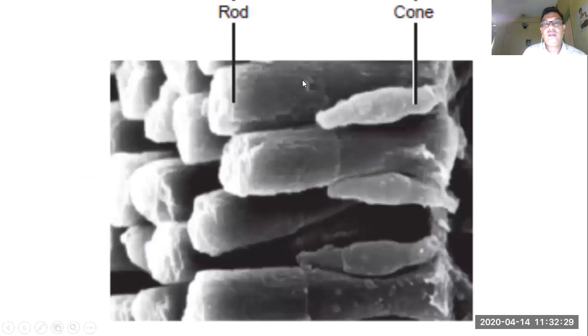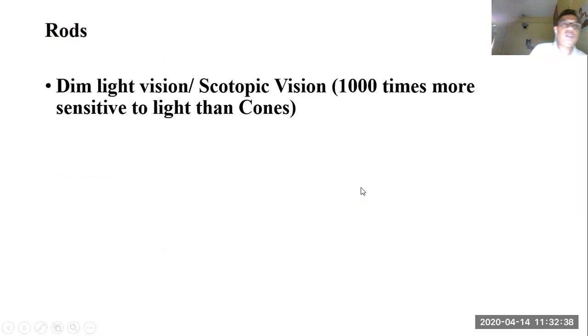So we'll have to study a little bit about rods and cones. Cones, as you can see, are relatively thinner and they're tapered. Rods look like rods. What do they do? Rods help in scotopic vision, that is dim light vision. That is, rods will be able to give you some idea of luminance and some amount of useful vision even in moonlight and starlight. So it is 1,000 times more sensitive to light than cones.